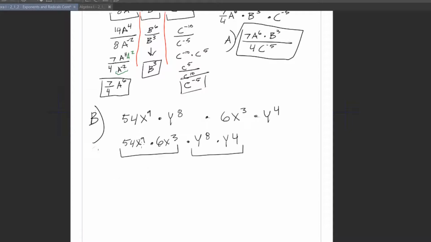So we have 54x to the ninth times 6x to the third. Remember, these common variables with exponents, you add them, right? So we'll do 54 times 6, which is equal to 324. X to the ninth times x to the third is going to be x to the 12th. And then y to the 8th times y to the 4th is going to be y to the 12th.